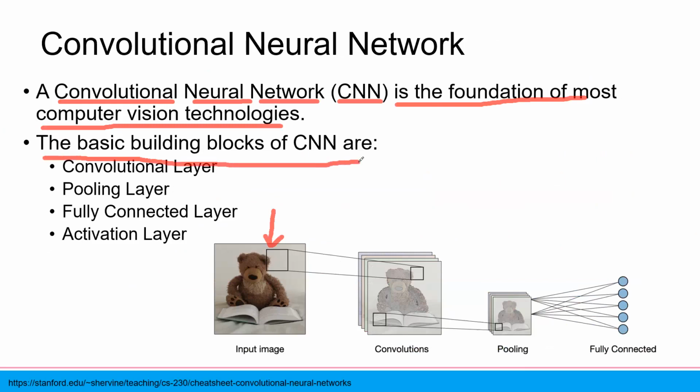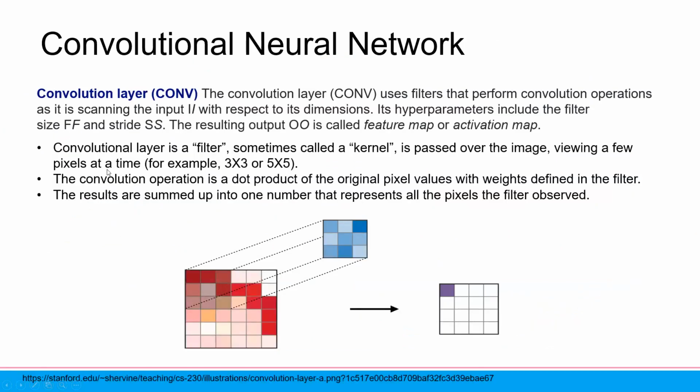So what are the building blocks of the CNN? Whenever we have the CNN architecture, there will be a convolutional layer, a pooling layer, a fully connected layer, and an activation layer. Okay, let's discuss one by one. What is the convolutional layer? The convolutional layer uses filters that perform convolution operations as it is scanning the input I with respect to its dimension, and its hyperparameters include the filter size F and the stride S. The resulting output O is called the feature map or activation map.